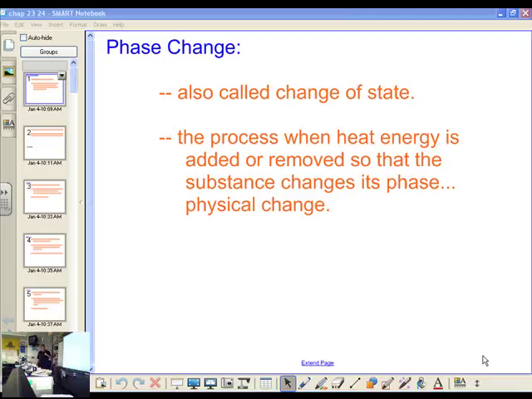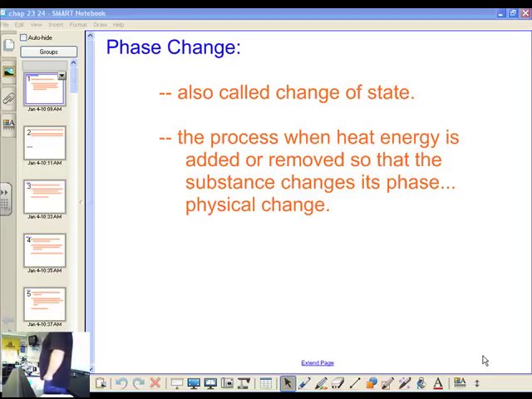The process where heat energy is added or removed so that the substance changes its phase. This is a physical change. In other words, when I take solid water, ice, and I melt it, is it still water? Yeah. It's still H2O. If I turn it into steam, it's still H2O.